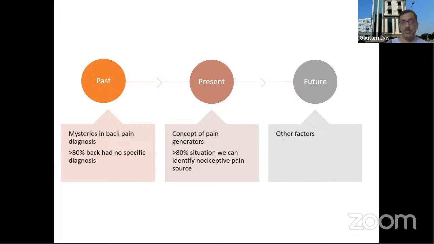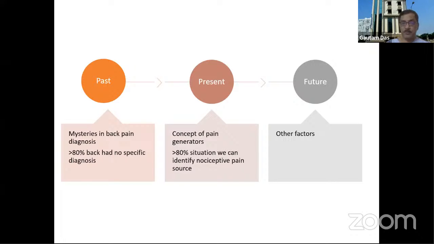So in more than 80% of situations, we can identify the nociceptive source. But again, in the future, we have to identify the rest. It means that in around 10 to 20% of situations, we are still unable to find out. So what might be influencing the diagnostic block? The diagnostic block is again not foolproof.